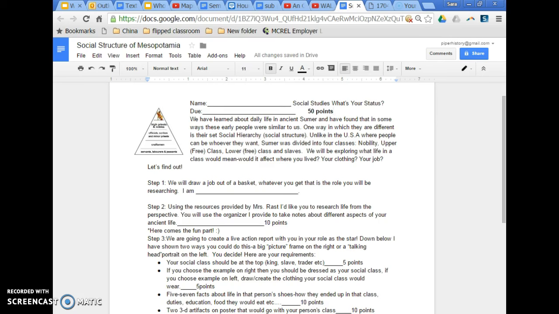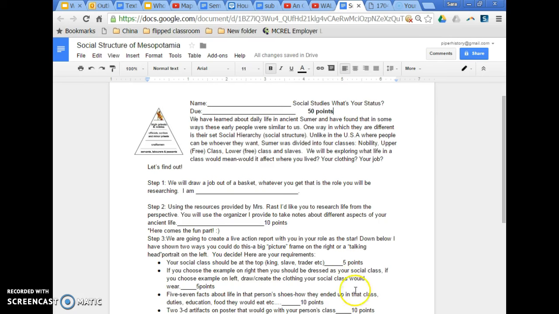Step two, I will provide you some resources that allow you to read about life in Mesopotamia from a farmer's perspective, from a king's perspective, and so on. I will also be putting these resources on Edmodo. If you are on the social studies page and you get to the top where it says folders, you would want to click on the folder that has to do with Mesopotamia, and everything that we have here in the classroom you would have access to there should you need it at home.